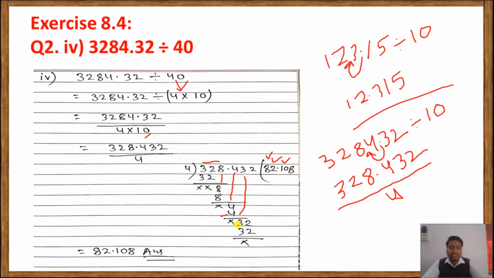Now you can see 3 is less than 4, so we cannot divide. So we have to take another number from the dividend. For that we have to give 0 in the quotient. Then only we will be able to take 2. Now it will go 8 times. 4 into 8, 32. When we subtract, we get nothing. So this is the answer, 82.108. Understood? So this is how you have to solve.